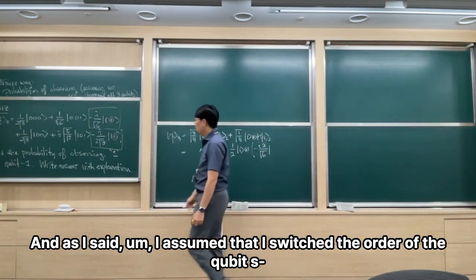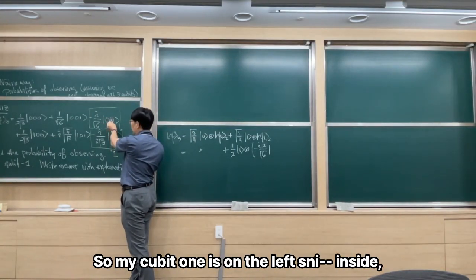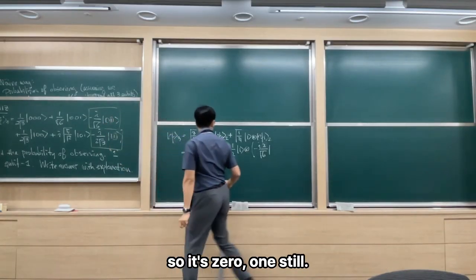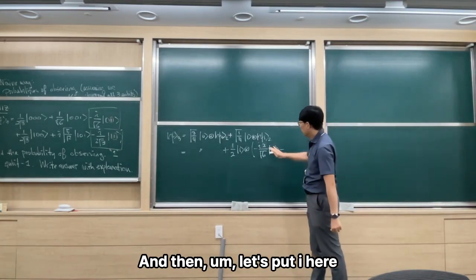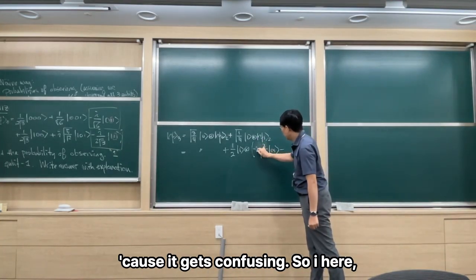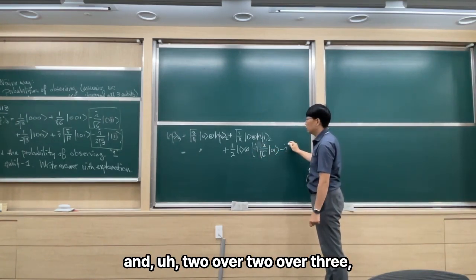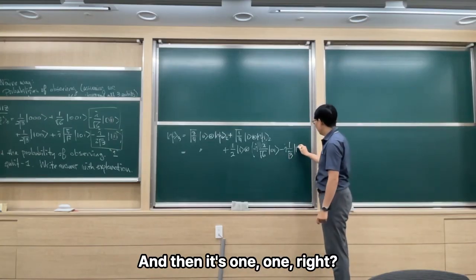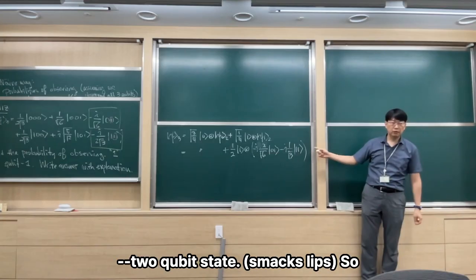And as I said, I assume that I switched the order of the qubits. So my qubit 1 is on the left hand side, but let's keep the order of qubit 0 and 2. So it's 0, 1 still. So it's a 0, 1. And then let's put i here so it doesn't get confusing. So i here, and then minus i, and 2 over 2 over 3. So it's 1 over square root of 3. And then it's 1, 1, right? So this is my psi 1 state, the 2 qubit state.